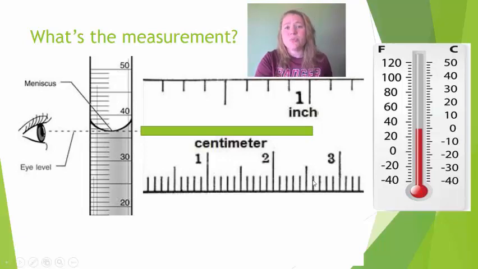But remember, in science, we guess for the last digit. So we would say 2.60 because we're saying it's right on 2.6. It's not longer, it's not shorter, it's right there.